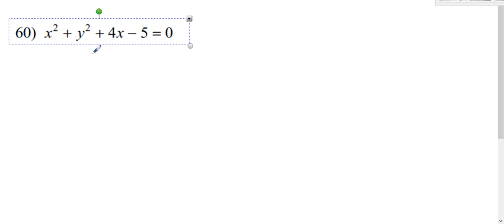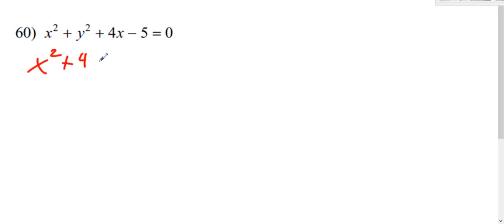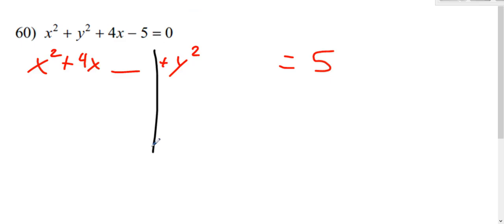Now we'll take a look at number 60. You're going to start it out pretty similar. There's x squared, then our x, and a blank, and then our y squared. Now, this time there's no y to the first power to go with it, but that's okay. It actually makes it easier. And that equals 5. We'll move the 5 over. We'll draw the line to separate it.